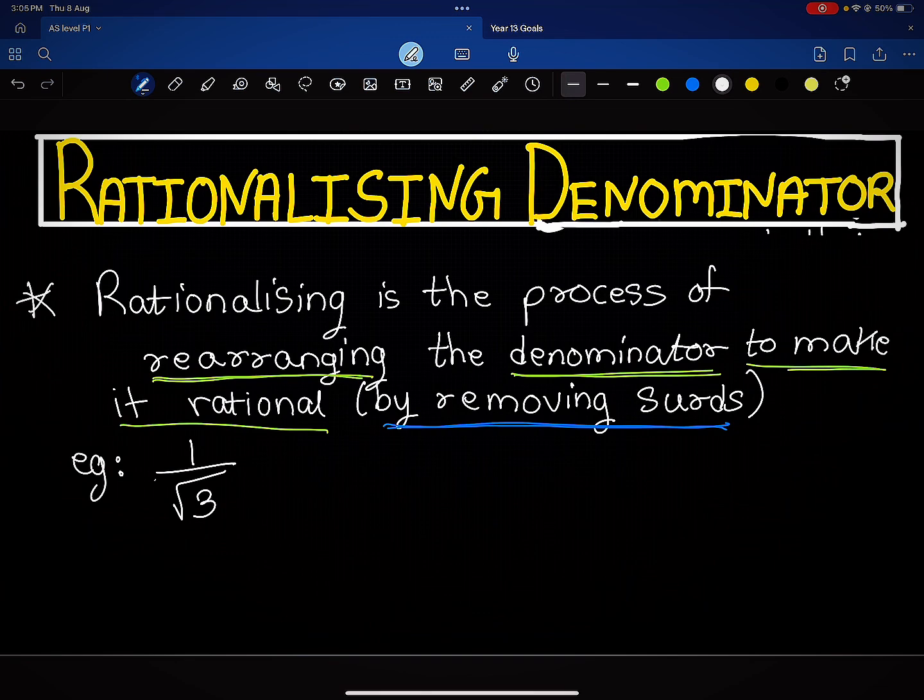Welcome back to another video, and in this video we'll be dealing with the topic of rationalizing a denominator. Now if you've heard about this before, then that's good, but I believe that this was probably the first time I saw this in my year 12 textbook. So without wasting any more time, let's first understand what it means to rationalize a denominator.